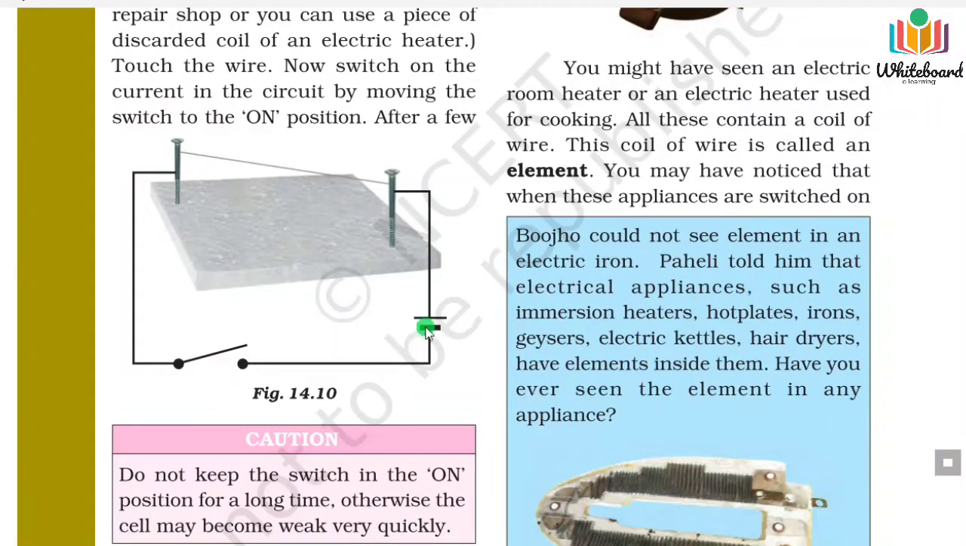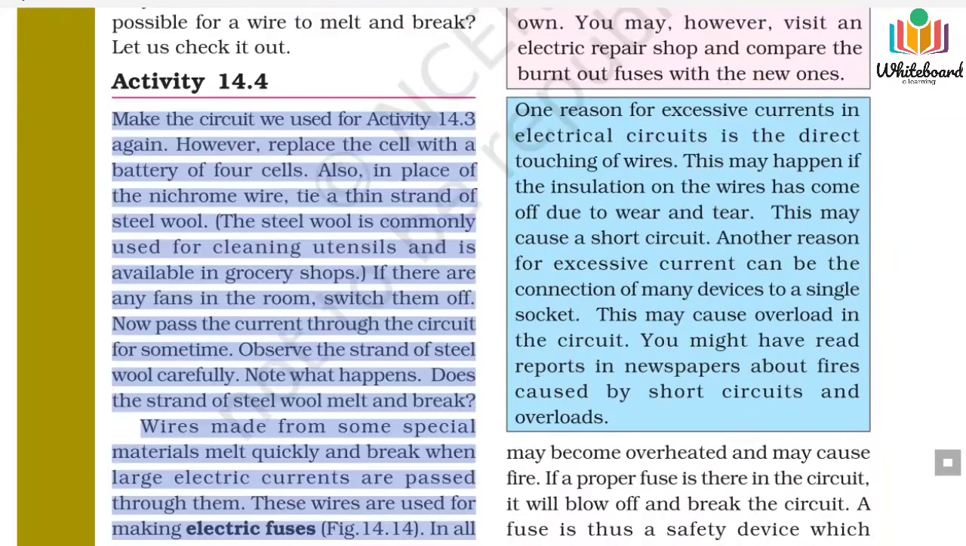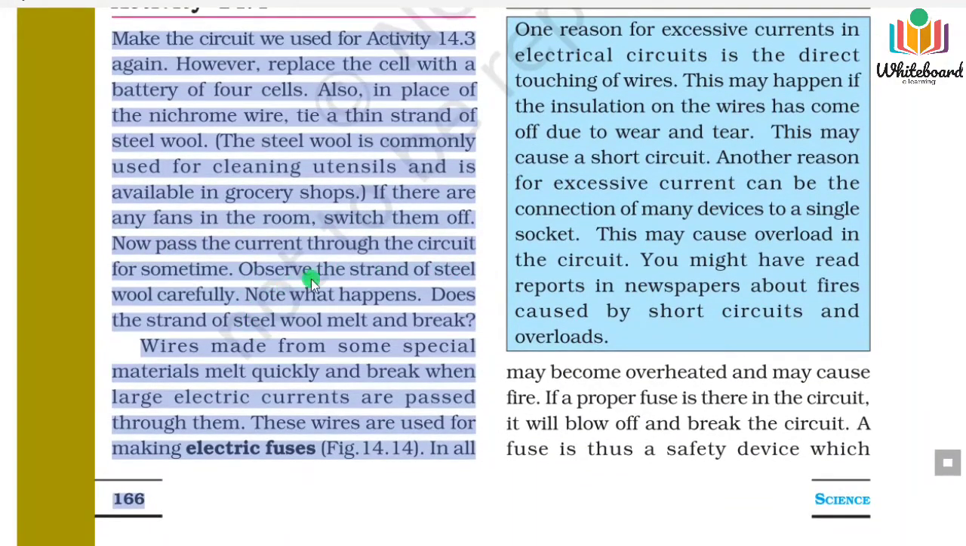However, replace the cell with a battery of 4 cells. Also, in place of the nichrome wire, tie a thin strand of steel wool. The steel wool is commonly used for cleaning utensils and is available in grocery shops. If there are any fans in the room, switch them off. Now pass the current through the circuit for some time. Observe the strand of steel wool carefully. Note what happens. Does the strand of steel wool melt and break?